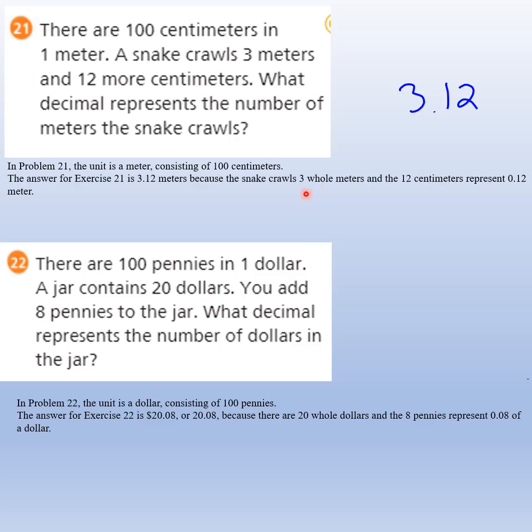Here's an example of how to write a decimal. As you can see, the answer is 3 12/100ths because 3 meters plus 12 more centimeters equals 3 12/100ths. Solve number 22 as well.